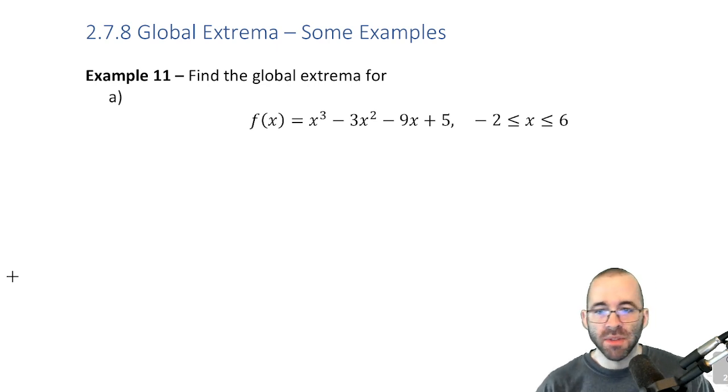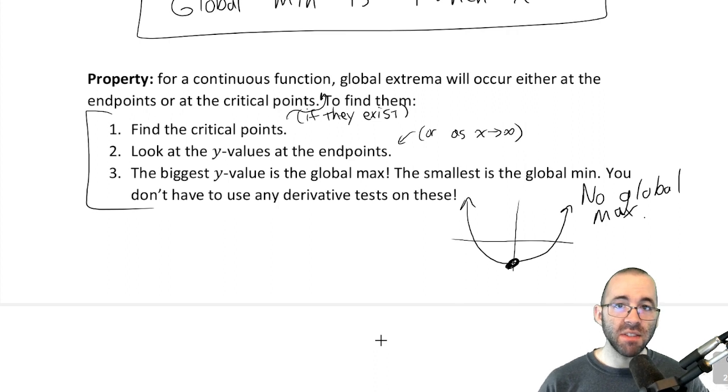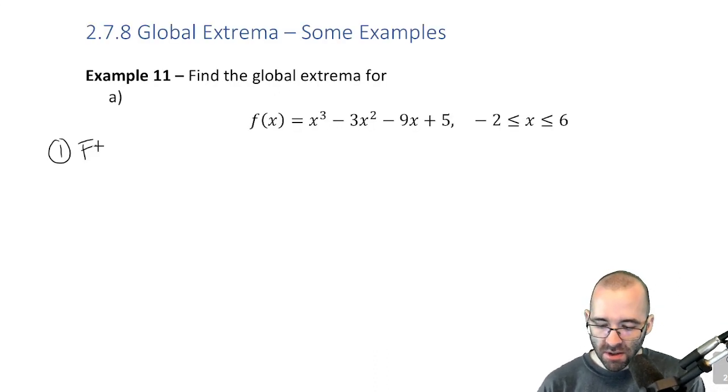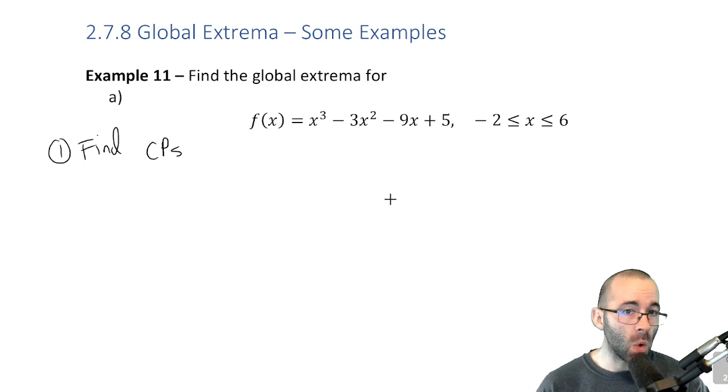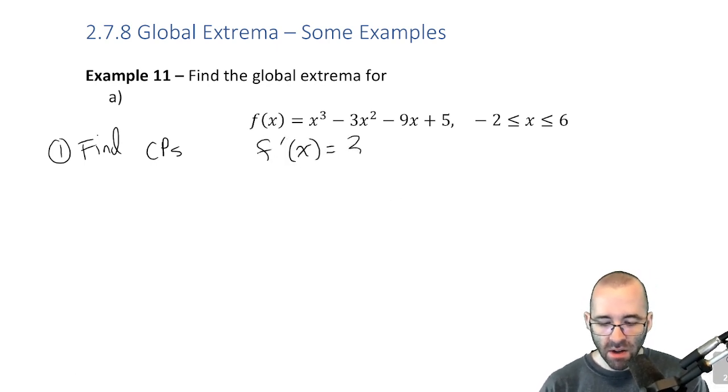Okay, let's do some problems. To find global extrema, we are going to follow this step-by-step process. First, we're going to find the critical points. That's when the derivative equals 0 or is undefined. So we need to find the derivative.